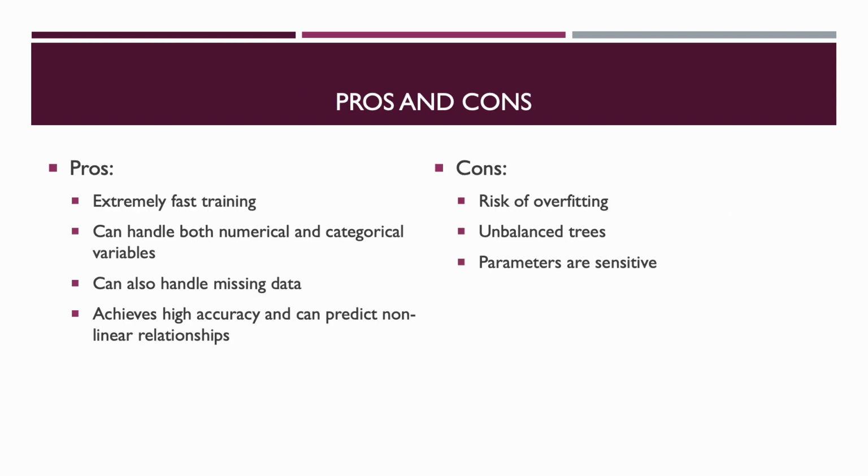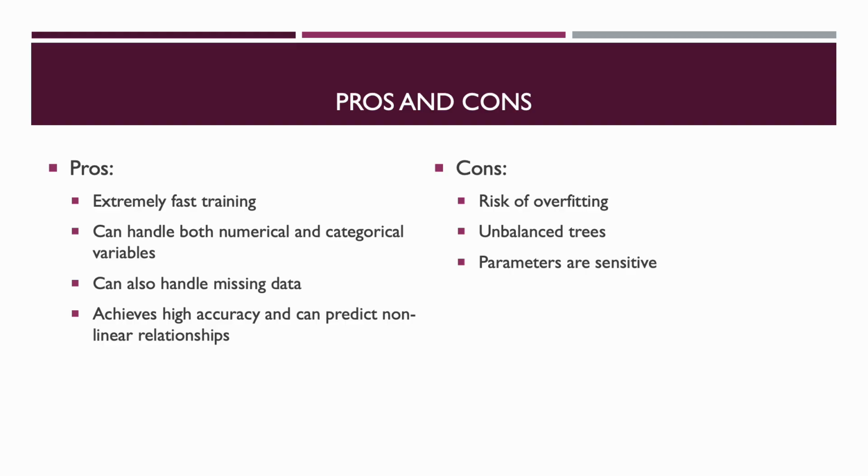Some pros of the LightGBM model are that it has extremely fast training time. It can also handle both numerical and categorical variables, as well as account for potential missing data within your data set. And it's also able to achieve high accuracy and does well in predicting nonlinear relationships.